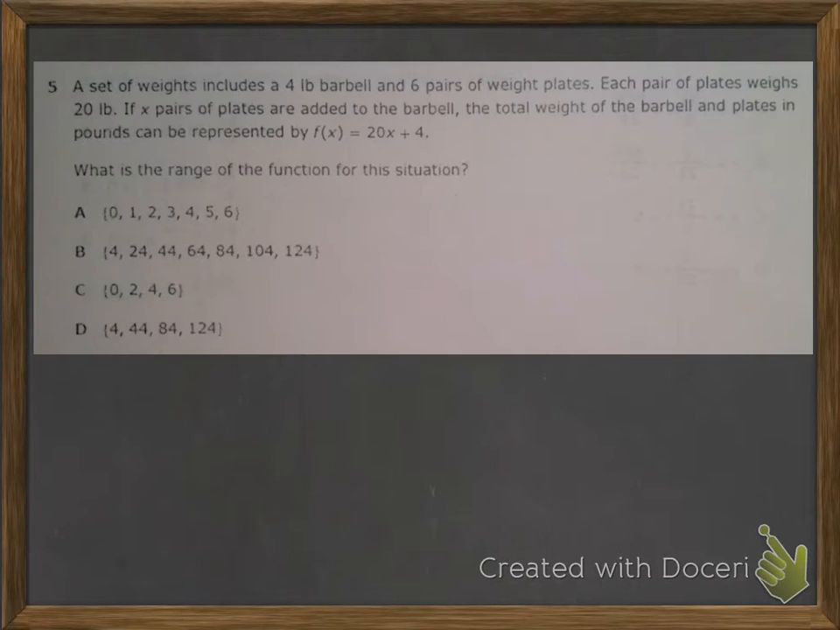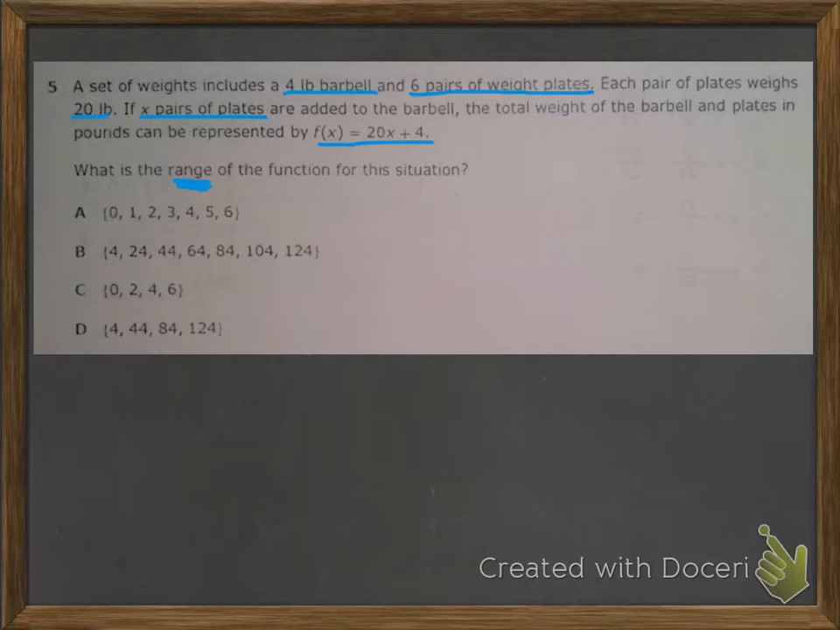Alright, this is page 1, number 5. It says a set of weights includes a 4-pound barbell and 6 pairs of weight plates. Each pair of plates weighs 20 pounds. If x pairs of plates are added to the barbell, the total weight of the barbell and plates in pounds can be represented by f(x) = 20x + 4. What is the range of the function for this situation?